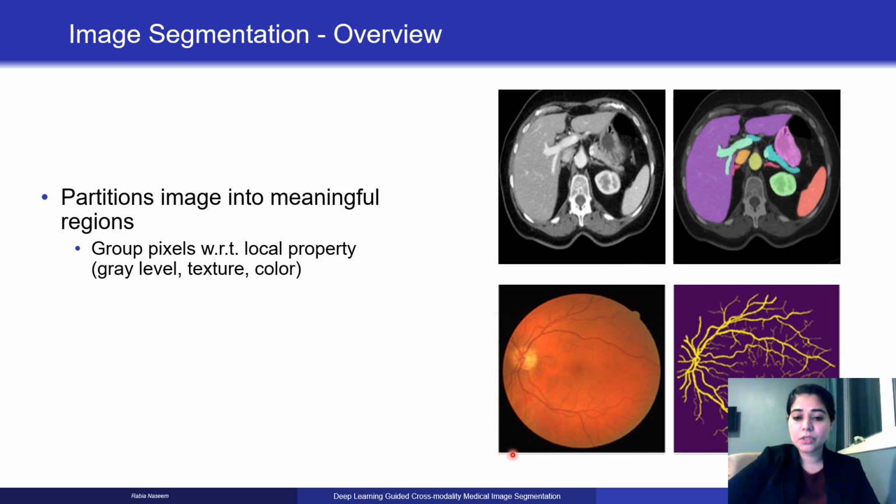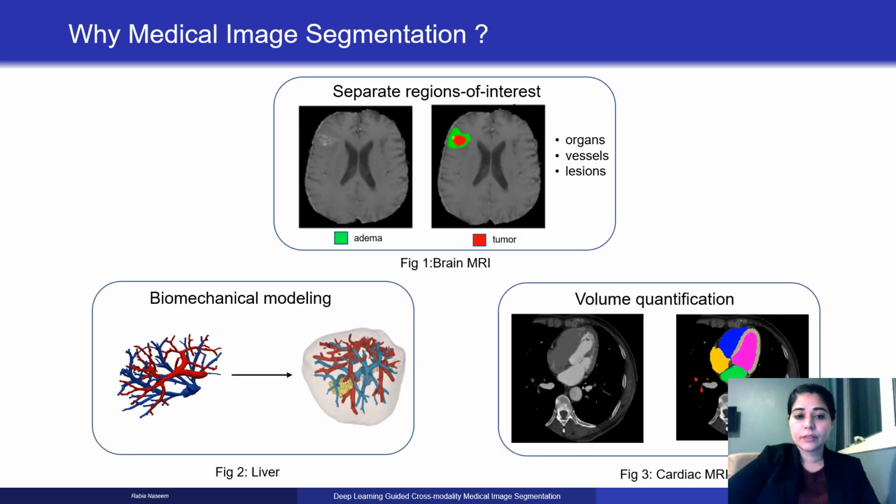Similarly, in the retina image, the vessel structure has been segmented from the rest of the image contents after segmentation has been applied. Segmentation is a very important area when it comes to medical images. It is used to separate regions of interest from the image. For example, in the image on top, tumor and edema have been segmented from the rest of the regions in the image.